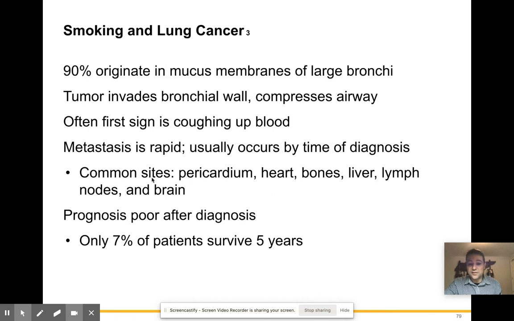Okay, common sites of metastasizing, or metastasis. Like I said, it can travel from the lung to the heart or the pericardium. It can travel from the lung to the bones, to the liver, to the lymph nodes, to the brain.